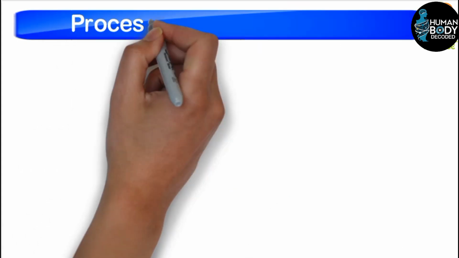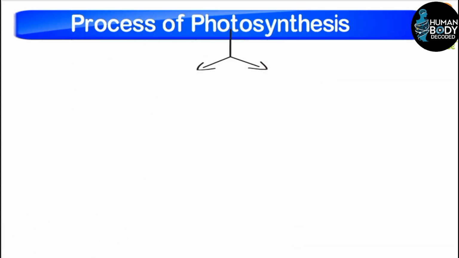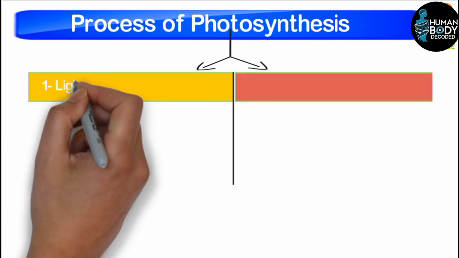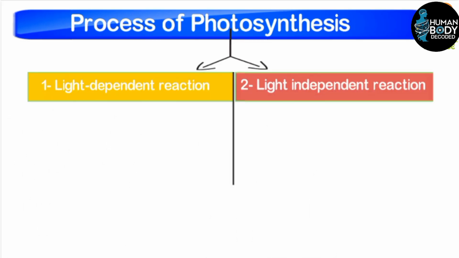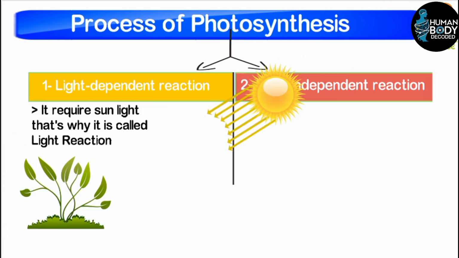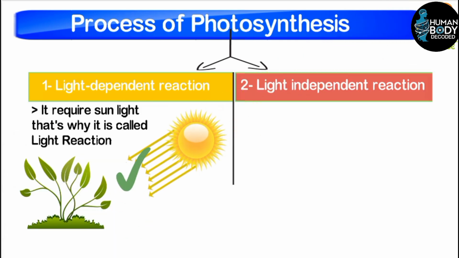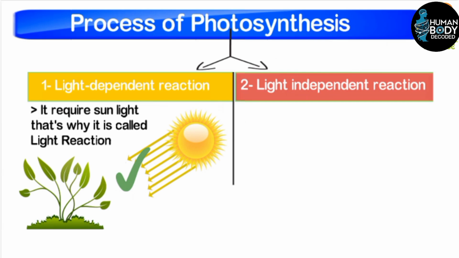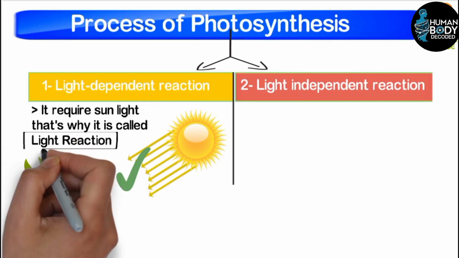The process of photosynthesis. Photosynthesis occurs in two main stages: light reaction and dark reaction. Let me explain both in simple words. 1. Light-dependent reactions. Sunlight is essential for this phase. It converts light energy into chemical energy. This step is also called the light reaction.